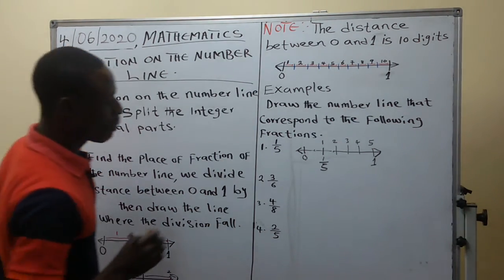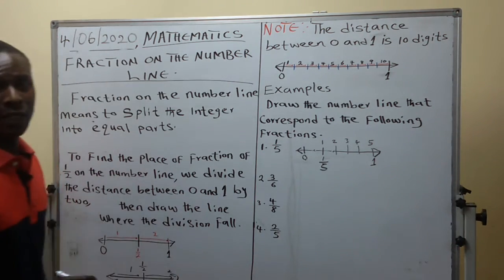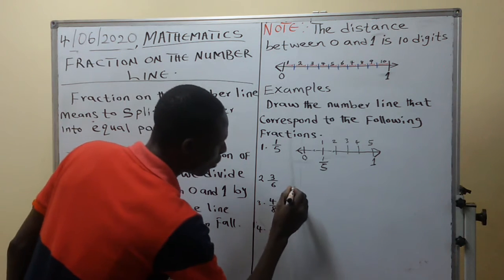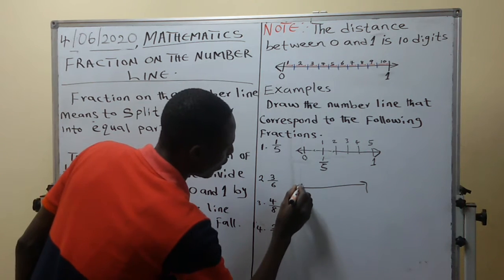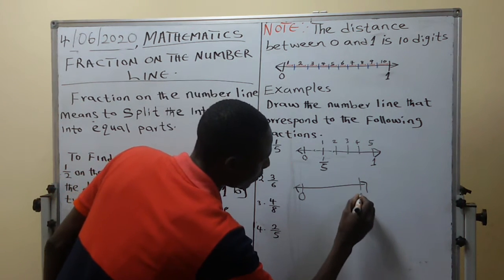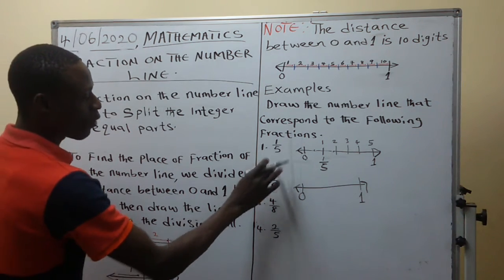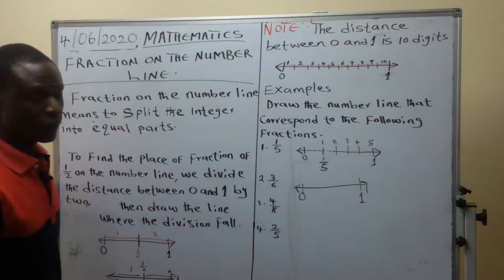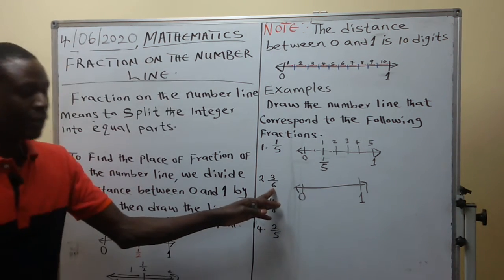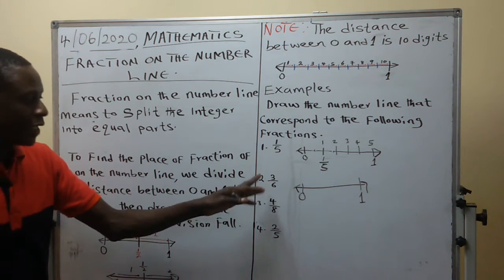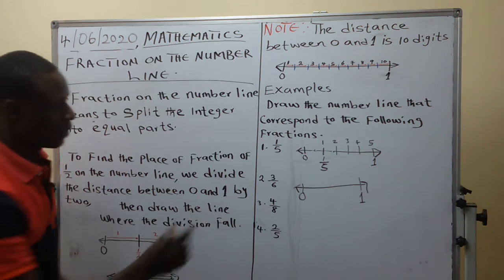Now, let's find the place of the fraction 3 over 6. We do the same thing. We draw the line, and we have the 0 point to 1. Now, how can we find 3 over 6 on the number line? We divide the distance between 0 and 1 by 6.